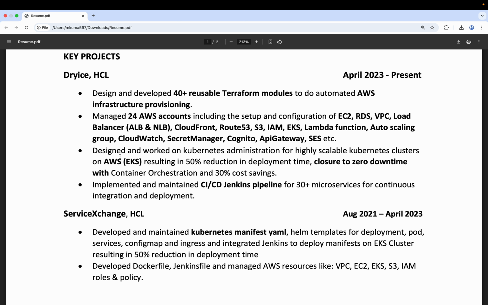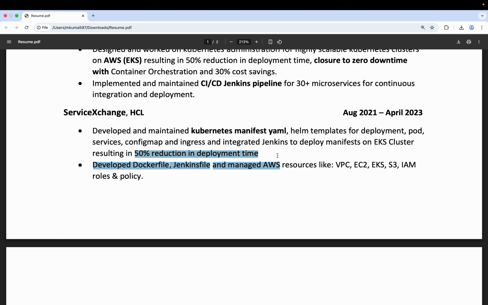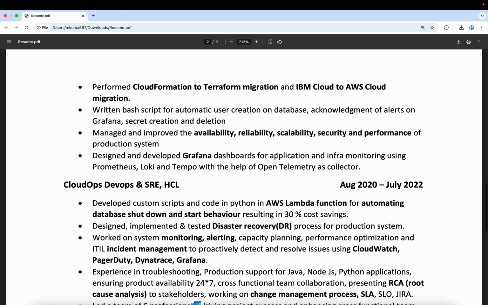Similarly, here if you see, AWS case resulting in 50% reduction in deployment time, closer to zero downtime, 30% cost saving. Similarly, I have talked about the 50% reduction in deployment time. So these are the kind of terms and technology, and the numbers. CloudFormation to Terraform migration. This is highlighted. Why? Because I know about this. Correct. So whatever I know, I have highlighted.